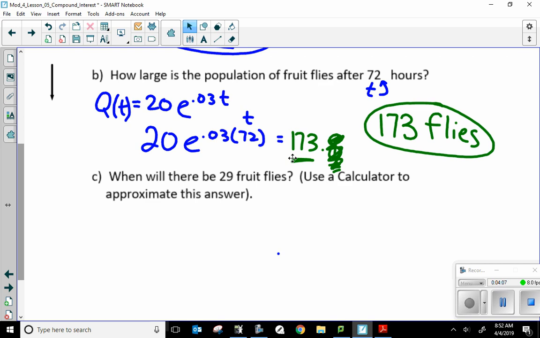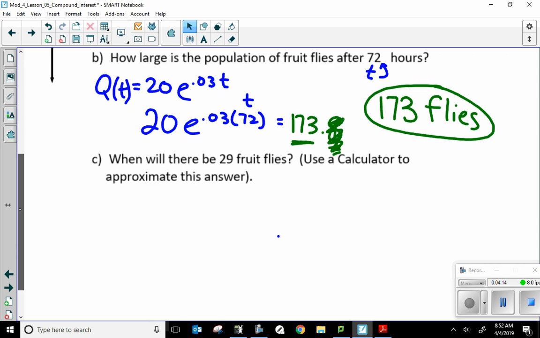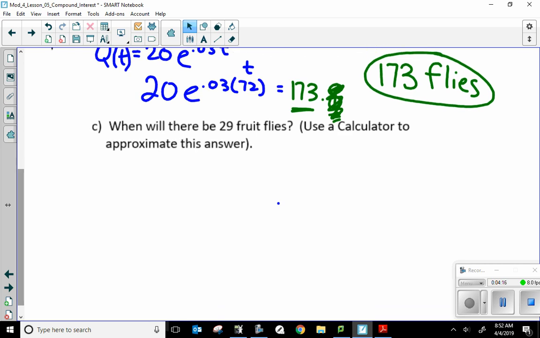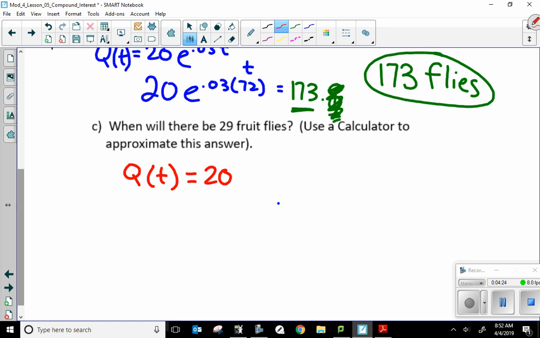C, when will there be 29 fruit flies? Use a calculator to approximate this answer. All right, so we still know that our population, or our Q, hey, that might stand for quantity, equals 20e to the 0.03 times time. Now this 29 they give us, that is actually the population. So when will the population be 29?